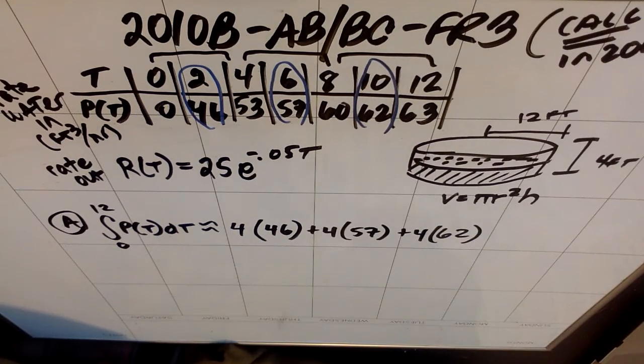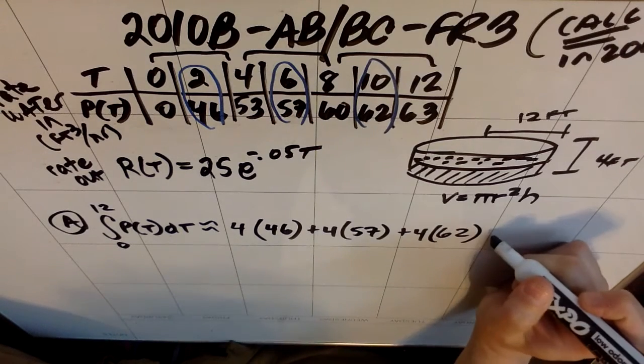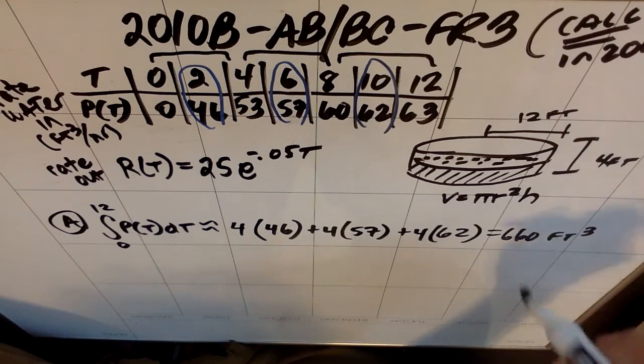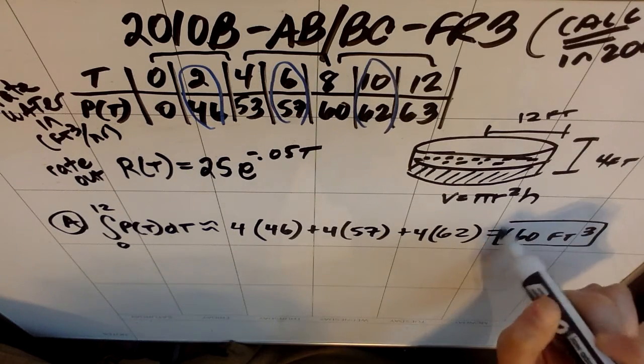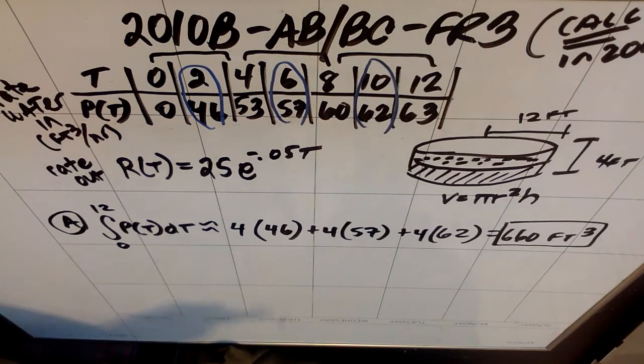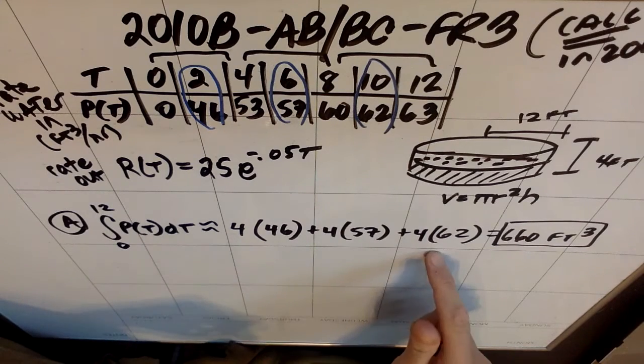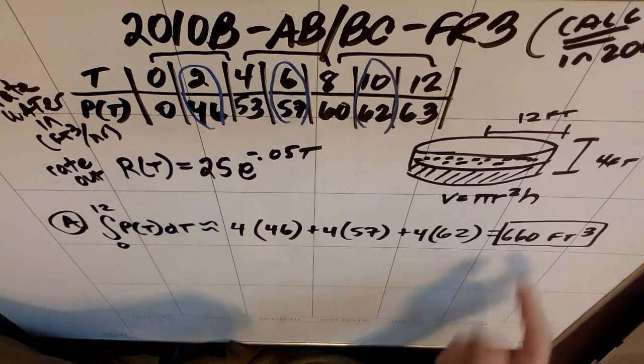Now, it is a calculator section, so you are free to just type to get your answers, but you get that, that's 660 feet cubed, right? And it's the total amount of water, which is why it's feet cubed. It also makes sense because you are integrating feet cubed per hour. So when you integrate, it's just feet cubed. You do need this, which is the logic of how you did it, and you need the answer with units.